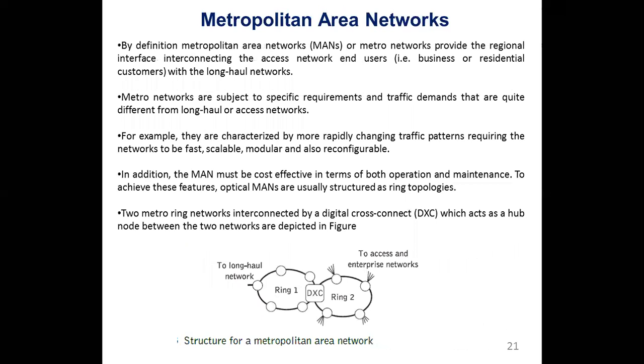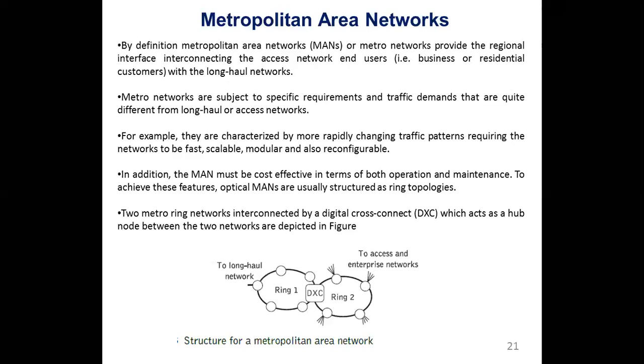So the next part comes as the metropolitan area network. The metropolitan area network, or the metro networks, will connect the regional interface and will interconnect many access networks and users. The access network will be the next part. So the metro network will be subject to various requirements. These will be very specific, and the demands of the traffic are going to be different compared to the ones used for the core network.